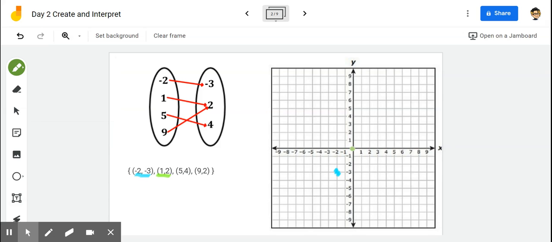We start at the origin. 1 is 1 to the right in the x spot. +2 is 2 up in the y spot. We do the next one here now.